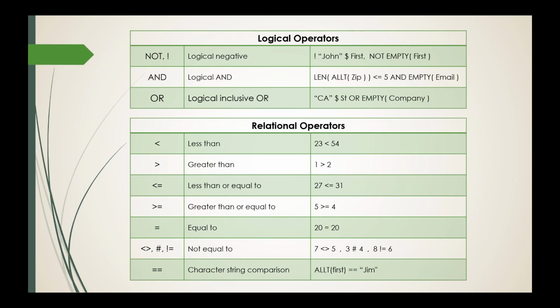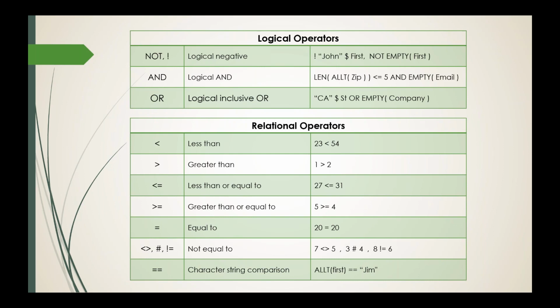Then we have character string comparison. What this is going to be is it's going to use the double equal sign character, and we've already gone over the character string comparison, which is the $ sign. But what this string comparison is, rather than is this found in, it's does this exactly match.